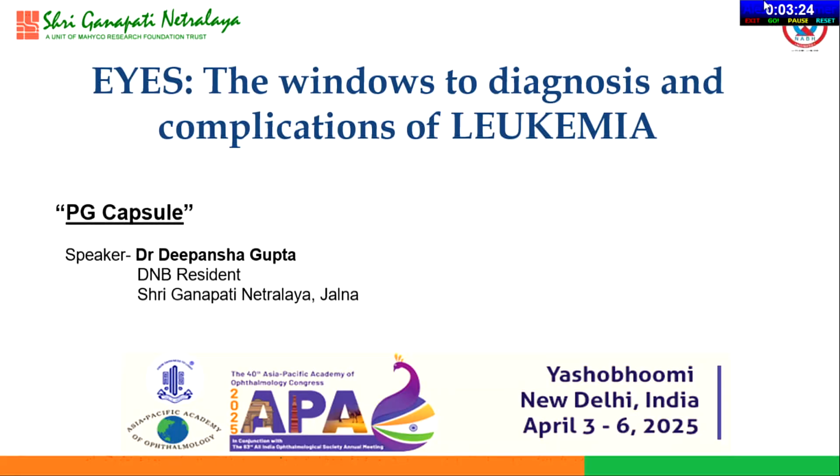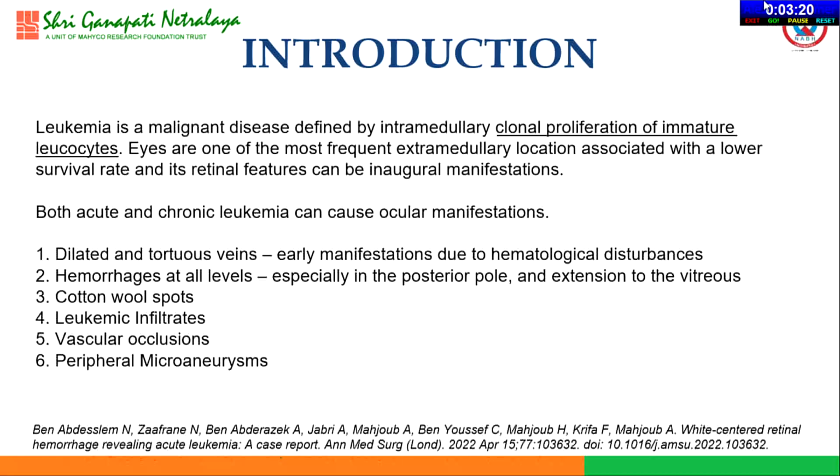Good afternoon, everyone. The topic for my case presentation is eyes, the windows to diagnosis and complications of leukemia. Leukemia, as we know, is a malignant disease in which there is clonal proliferation of the immature leukocytes. Eyes can be one of the most frequent extramedullary locations, and its features could be the inaugural manifestations. These include dilated tortuous veins, hemorrhages, cotton wool spots, leukemic infiltrates, and many others.